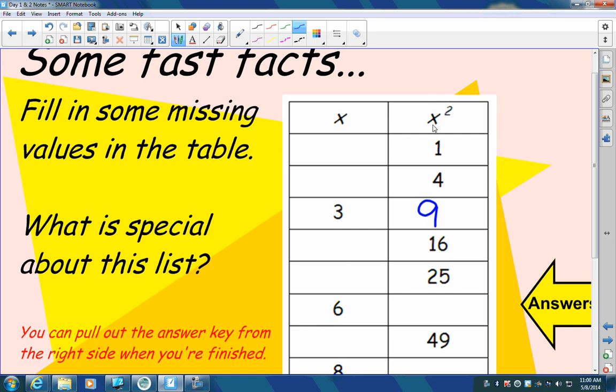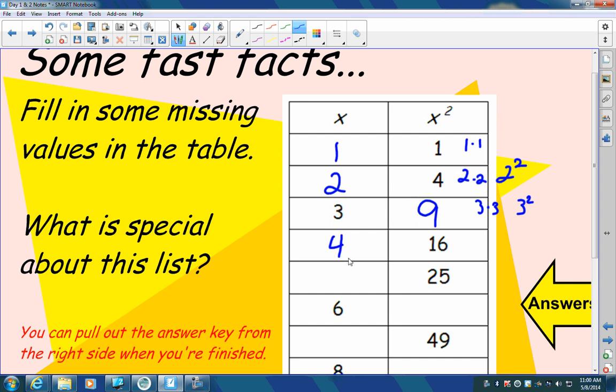What if I went backwards here? Like what number squared gives you 1? 1, because 1 times 1 is 1. What about here for 4? 2, because 2 times 2, which is 2 squared, gives you 4. If I go down, we've already did 3: 3 times 3 is 9, because that's 3 squared. What about here for 16?